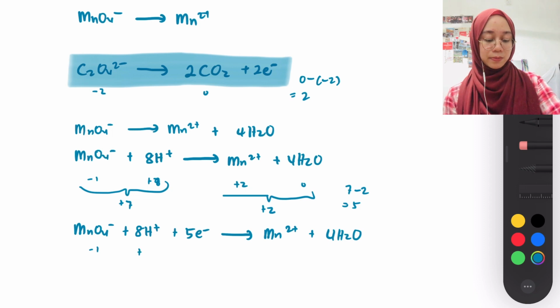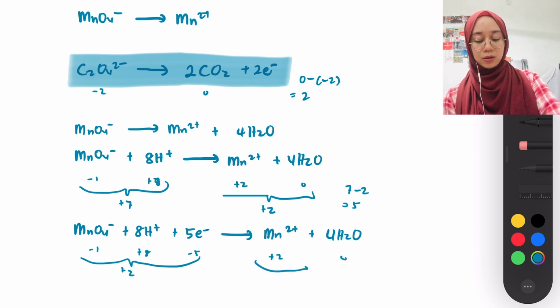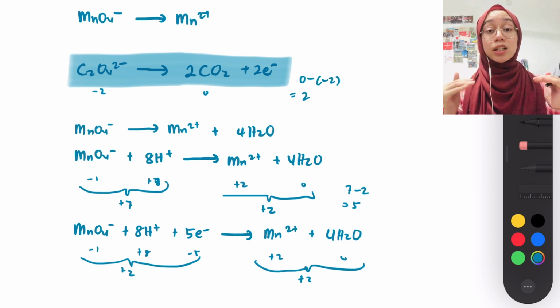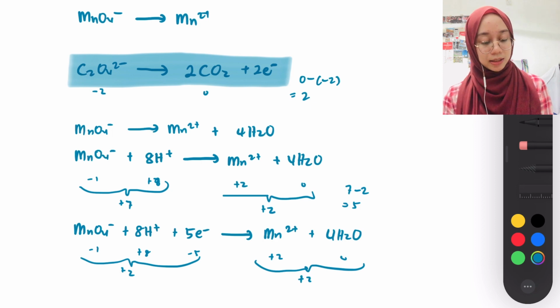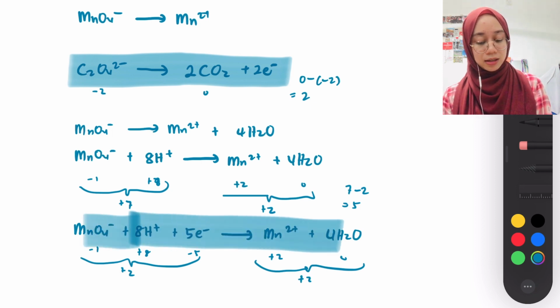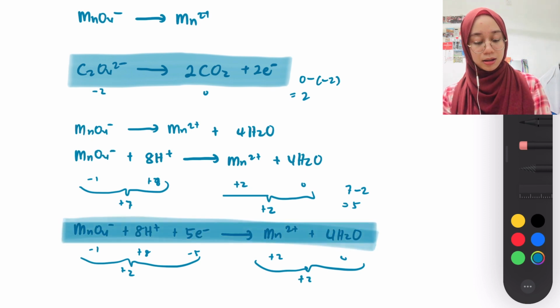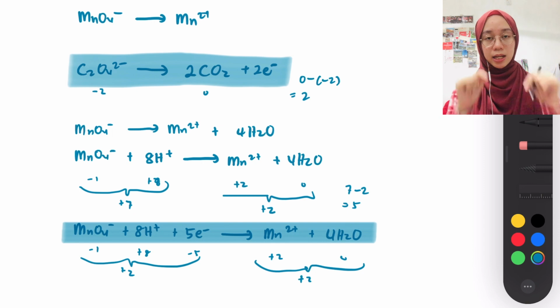Okay, so just to double check, betulkah ada balance kita punya charge ni? Negative 1, positive 8, negative 5. So what you get is positive 2. Positive 2, 0. Overall charge is positive 2. Both side balance. Okay, bermaksud charge dah balance kiri kanan. Okay, jadi untuk second half ni kita dah settle dah. Second half ni dapat lah yang ni. Okay, so dapat yang tu. Okay, jadi first half dah balance, second half dah balance.